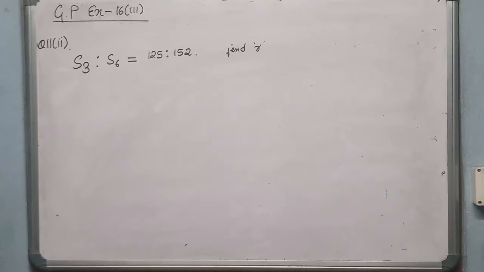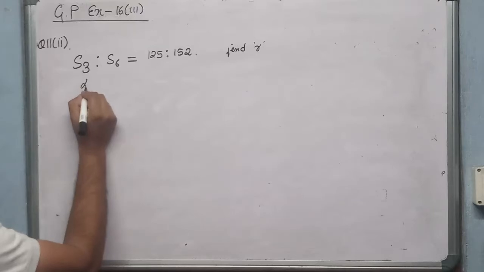Now another question, number 11.2. According to this question, the sum of the first three terms is to the sum of the first 6 terms as 125 is to 152. Find the common ratio. That means the ratio between the sum of the first 3 terms and the sum of the first 6 terms is 125 is to 152. This question is also similar to the previous one.